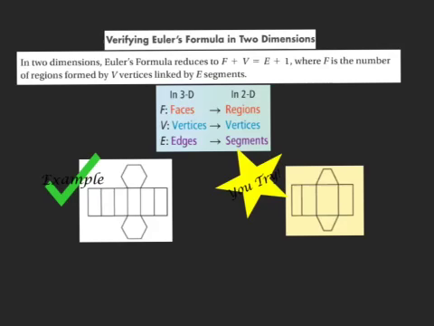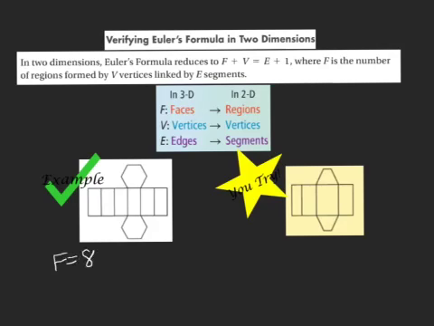So let's look at this first example. I'm going to count up my faces, my vertices, and my edges to plug them into Euler's formula. My faces are easy. I've got 1, 2, 3, 4, 5, 6, 7, 8. So let's write that down. F equals 8.